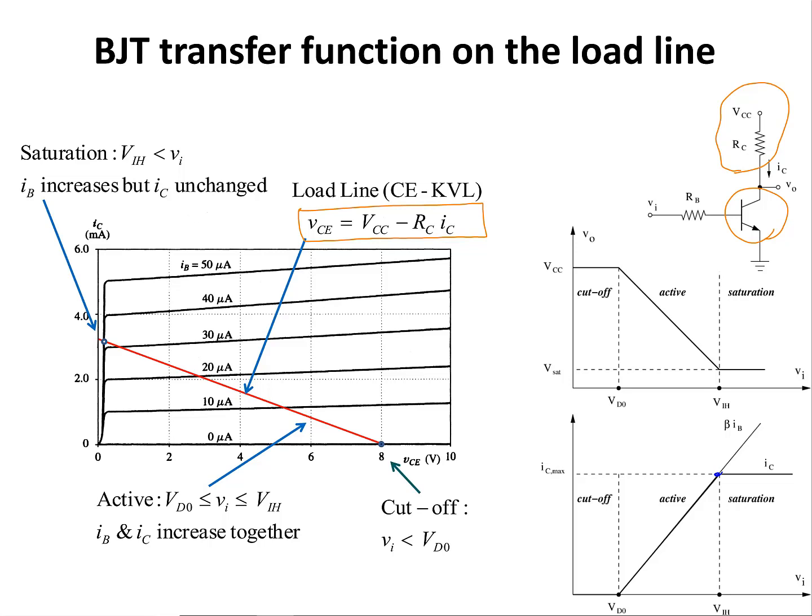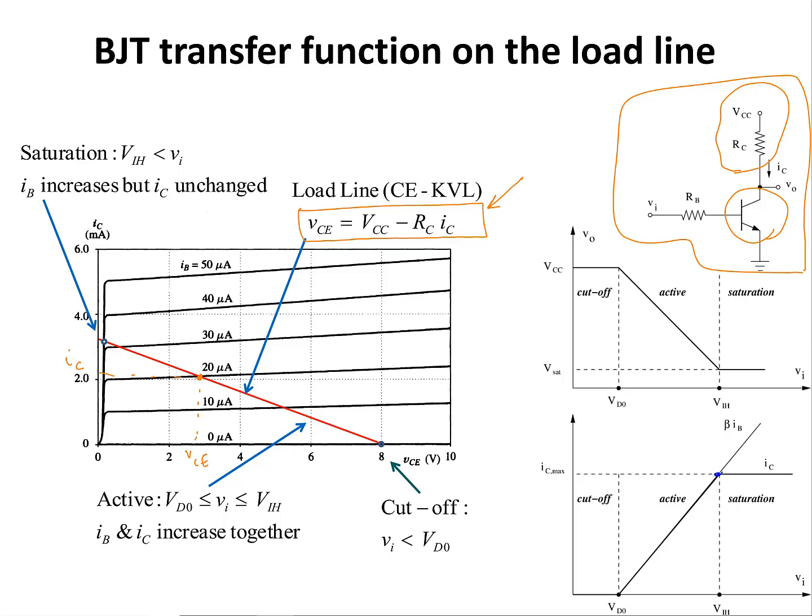The value of collector current and collector emitter voltage in this whole circuit must satisfy this load line equation. Also, that IC and VCE must be a point on one of these IV curves for the BJT. For example, for I base equal to 20 microamp, I can have this VCE and this IC for my transistor circuit, because this IC and VCE satisfy the load line equation and they satisfy the IV curve of this BJT.